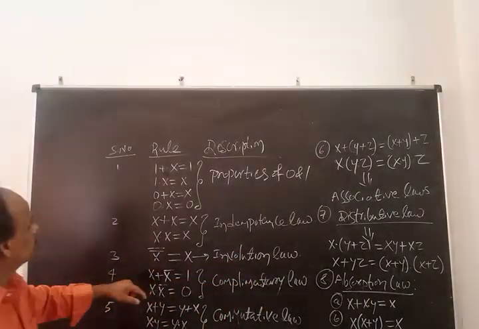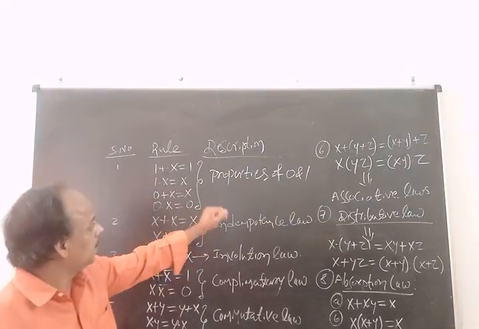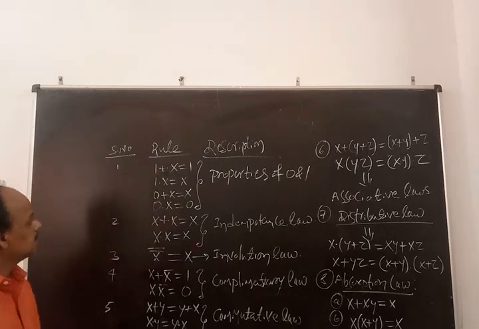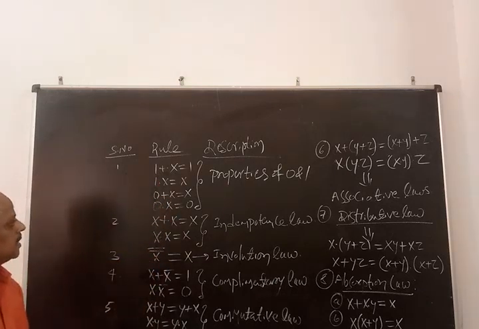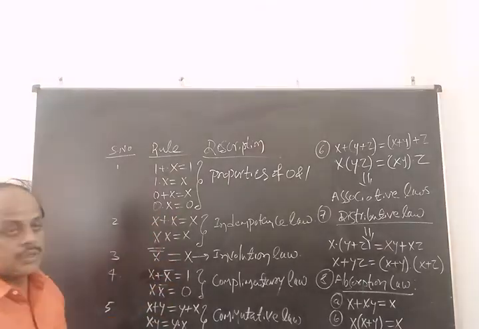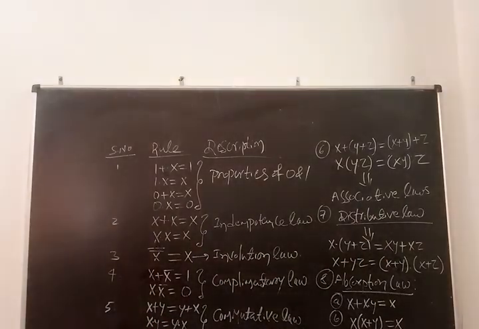See, first one, properties of 0 and 1, that is 1 plus x is equal to 1, 1 into x is equal to x, 0 plus x is equal to x, 0 into x is equal to 0. These are what? Properties of 0 and 1. And see, second one, idempotency law.